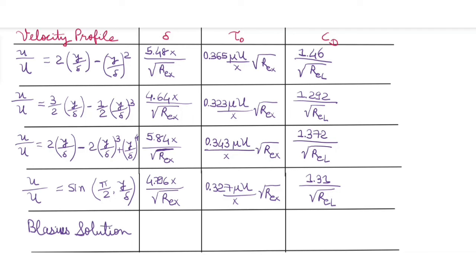Then we have the Blasius solution, in which delta is equal to 5x upon root Rex, then tau naught is equal to 0.332 mu U by x into root Rex, and CD is equal to 1.328 upon root REL.